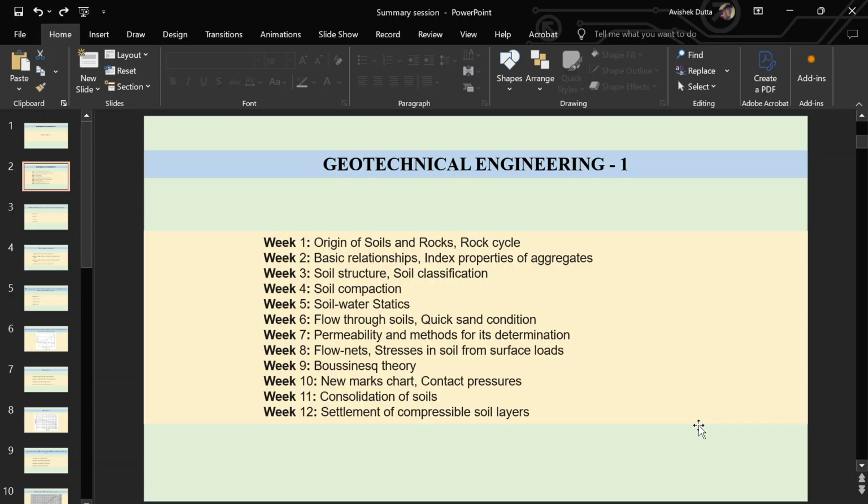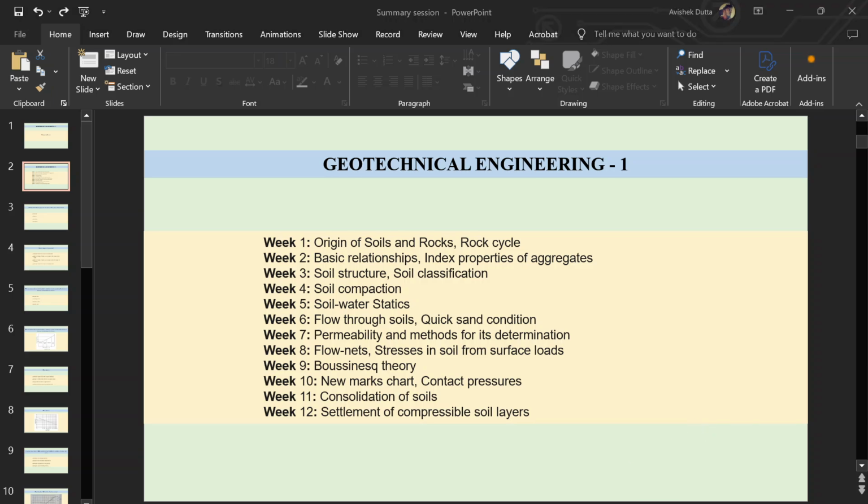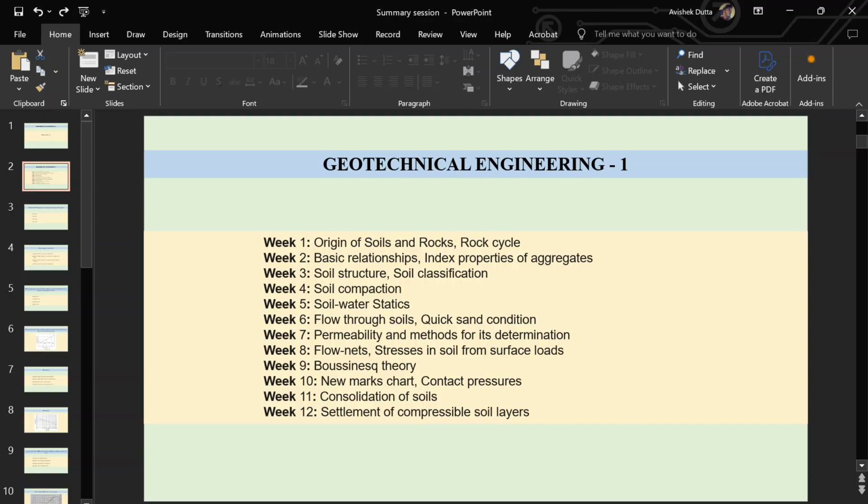So in the fifth week, it was soil water statics, giving insights into effective stress, effective pressures in soil, the effect of total stress, effective stress, and pore water pressure. In week 6, flow through soils, quicksand condition, and seepage analysis in soils was discussed. In the 7th week, permeability and methods for its determination: constant head test, falling head test.